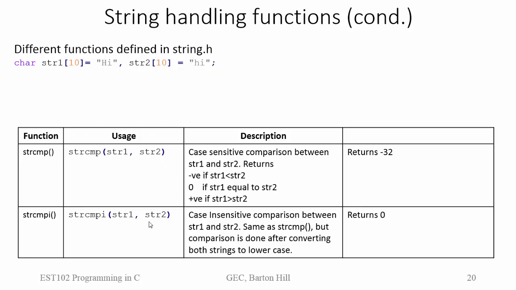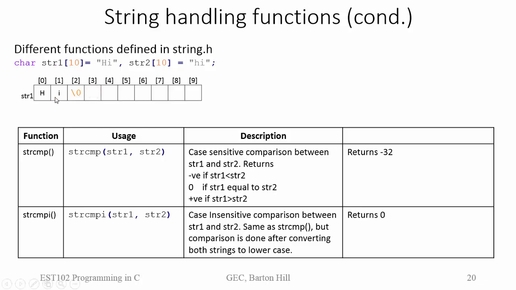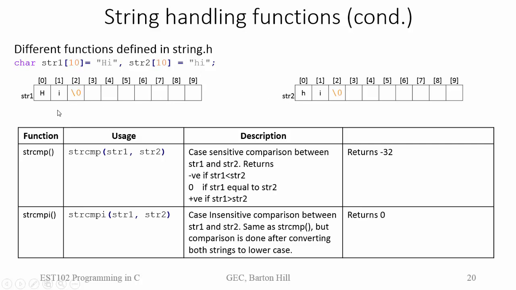Okay, now we will see how this strcmp internally works. For that we are considering two strings, str1 which is having the value "Hi" with capital H, and str2 which is having the value "hi" with small h. Memory will be allocated for str1, so inside we will have "Hi", and str2 also we will have "hi". Now we will see how we get these values.